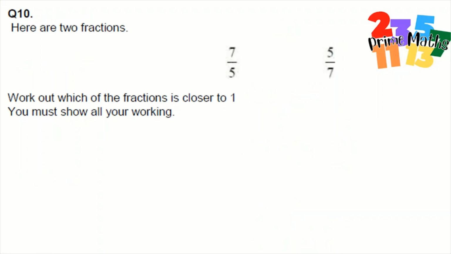Question 10, we've been given 2 fractions and we want to compare those fractions to the number 1 to work out which is closer. As it's a calculator paper, we can just type these into our calculator. 7 divided by 5 gives us 1.4, and if we do 5 divided by 7, we end up with 0.714.